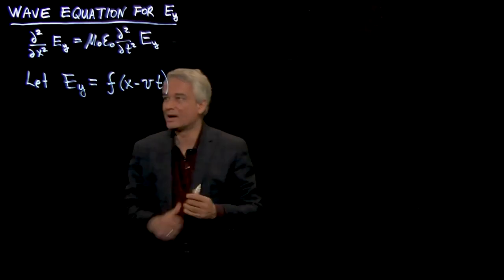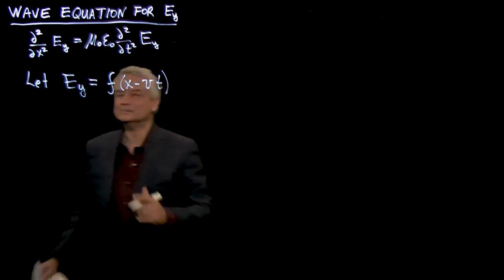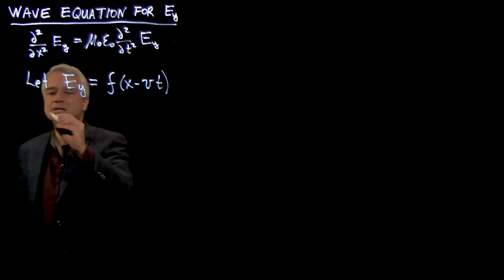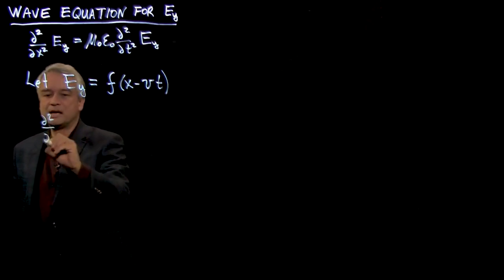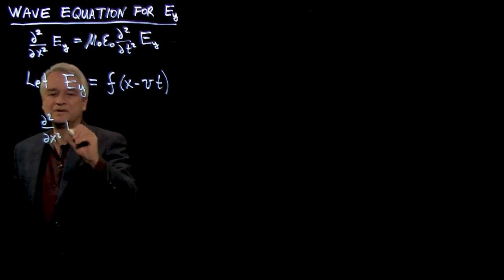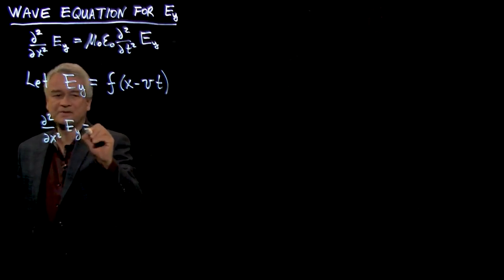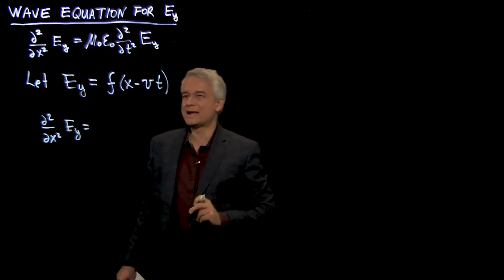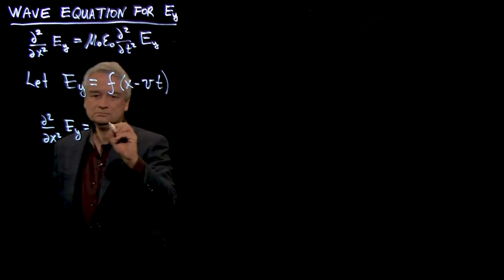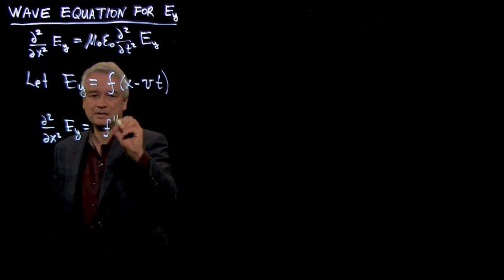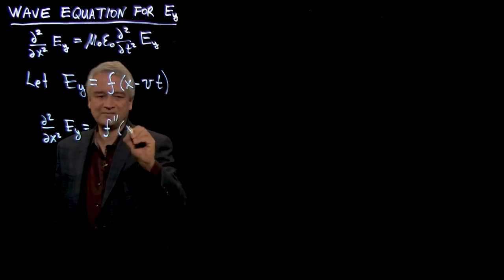So let me now rewrite the equation. Let's evaluate the left-hand side. So d squared by dx squared of EY. If EY is f of x minus vt, what happens when I differentiate twice with respect to x? What I'll get is f double prime of x minus vt.